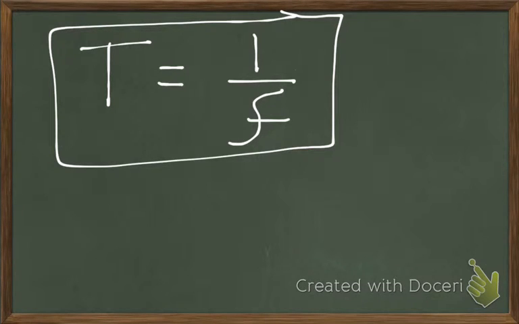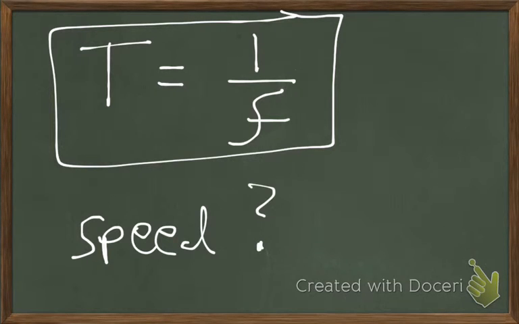And there is your first equation. Now I said before that the period and frequency are inversely related. Well, this is what they look like in an equation. So we're going to use those to define or calculate speed in a different way.